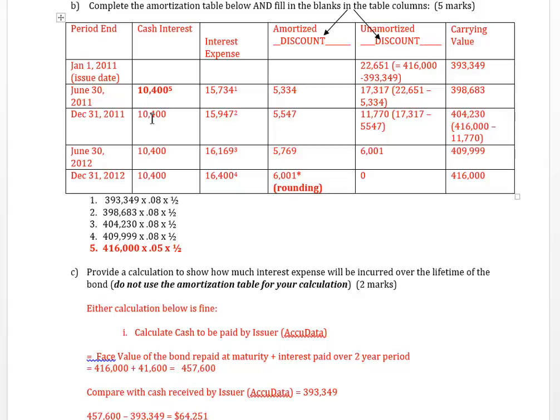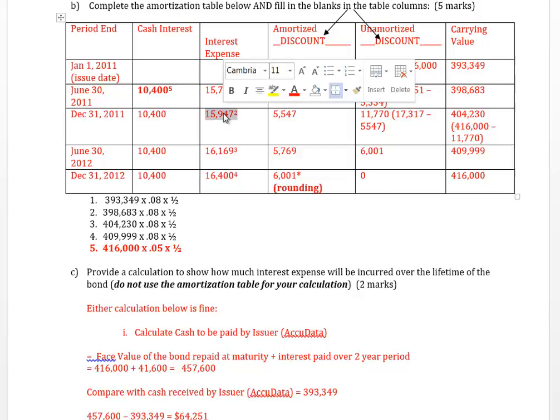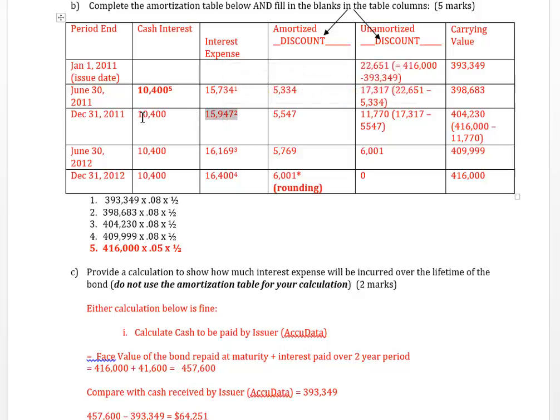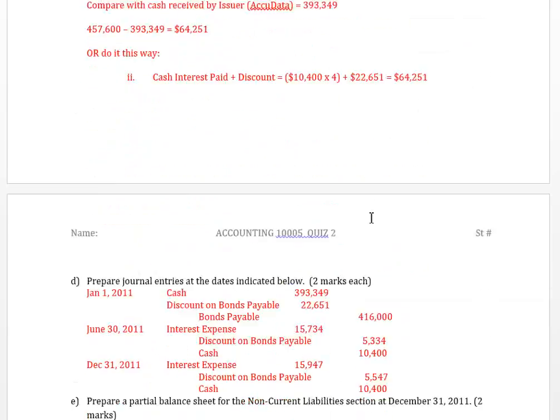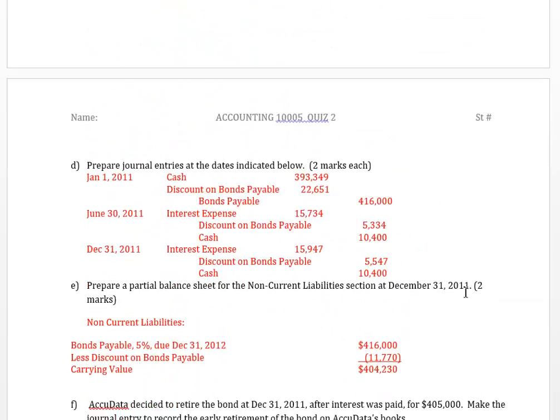And at December 31st, 2011, same thing. We're going to book interest expense of $15,947. We're going to credit cash for $10,400 and credit discount to record what we've amortized of the discount, $55.47. And you can see that's all here.